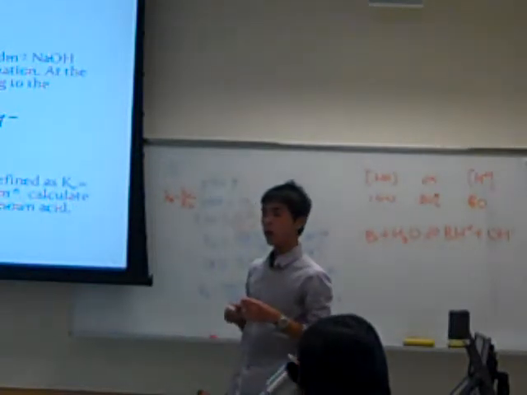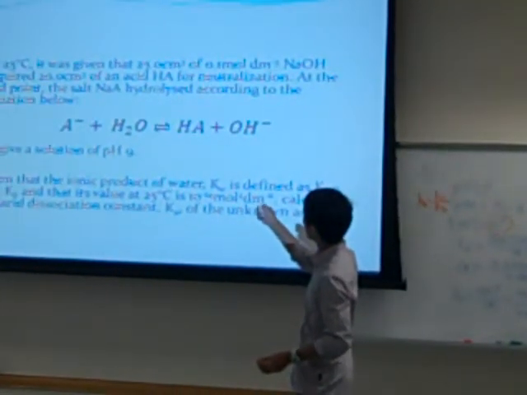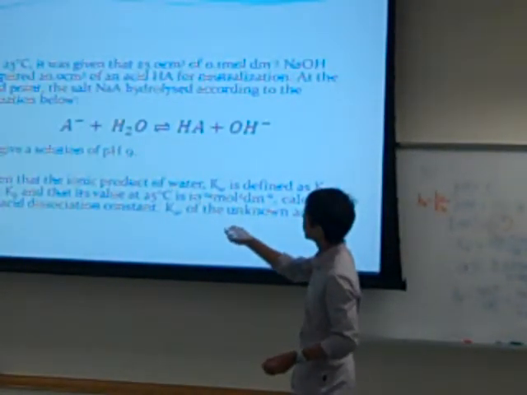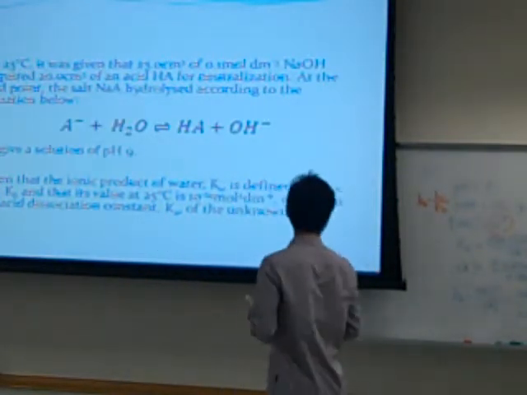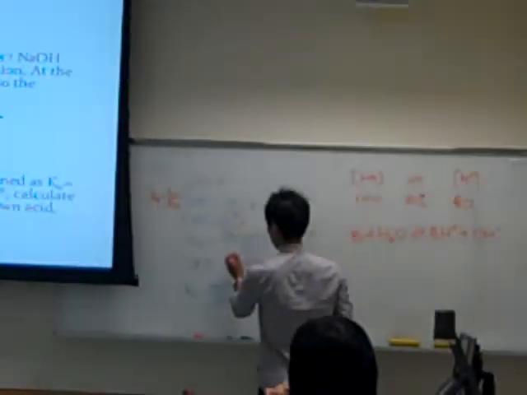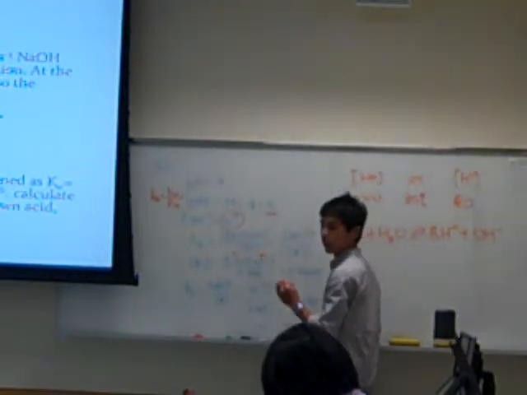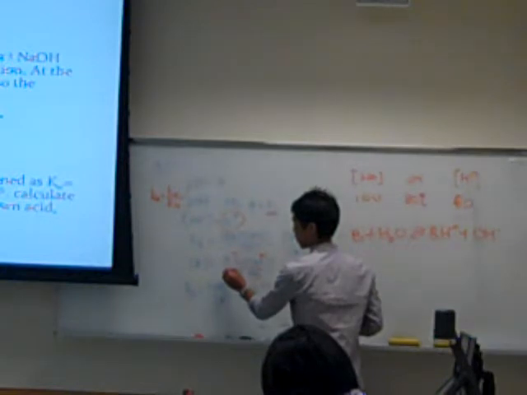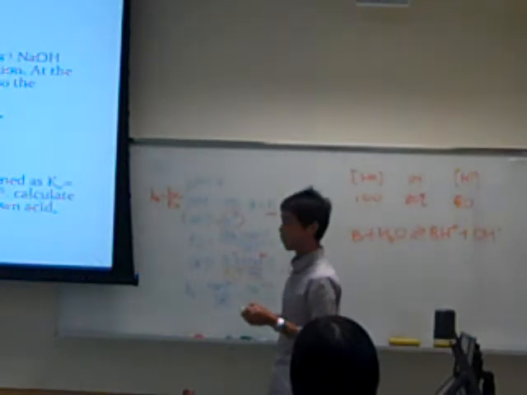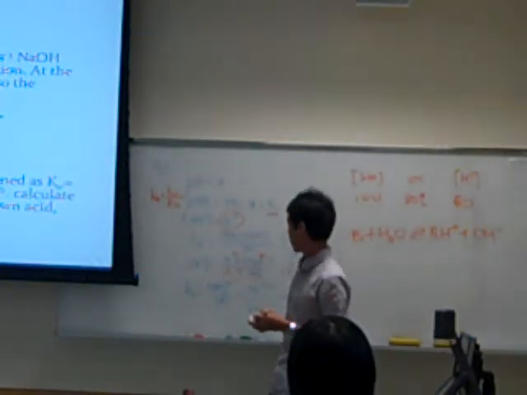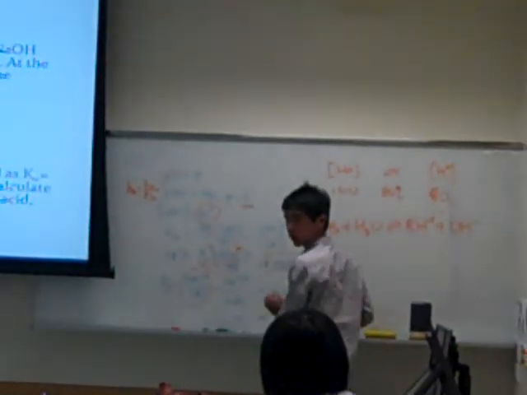I have to make use of my mole concept. If you look at the question, 25 cm cube of 0.1 mole per dm cube requires 20 cm cube of an acid for neutralization. So this will be my initial volume multiplied by the concentration, which gives the new mole, divided by the total volume. This will give me the new concentration of A minus at equilibrium. Now I have all my values, so I can find my Kb.